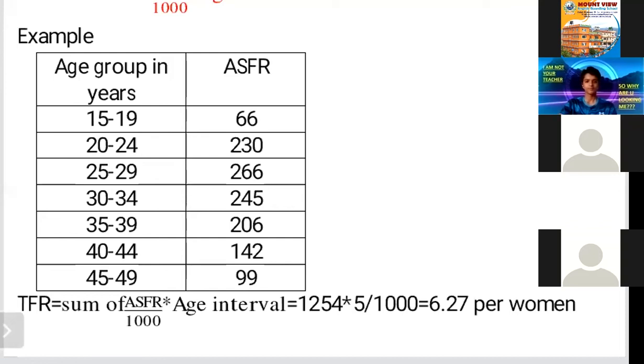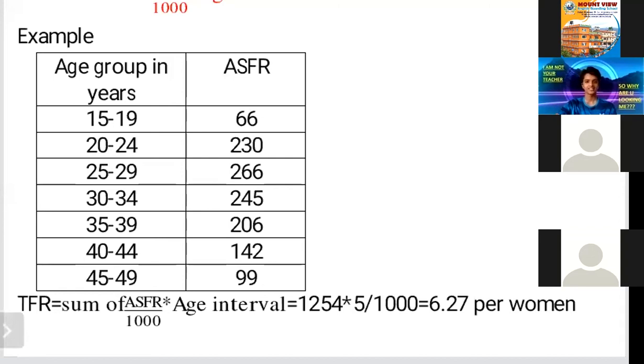My dear students, once again I want to repeat that for the ASFR sum, we have to add all the age groups times the age interval. You can see 15 to 19, what's the gap, what's the interval, 20 to 24, and last 45 to 49. So in every age group there is an interval of 5. So we multiply by 5 divided by 1000, and when we do the cross multiplication, the answer will be 6.27 per woman. That's the unit of the TFR, the total fertility rate.